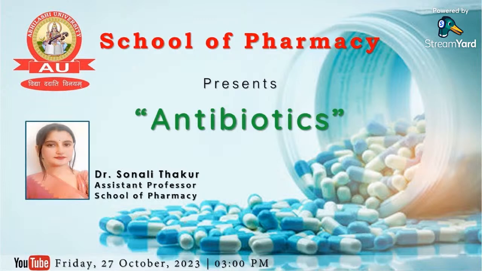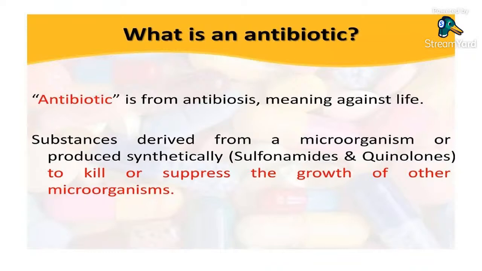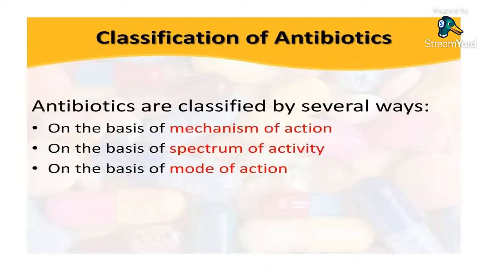So, let us start with antibiotics. First of all, what are antibiotics? Antibiotics, from antibiosis meaning against life, are substances derived from a microorganism or produced synthetically, like sulfonamides and quinolones, to kill or suppress the growth of another microorganism.